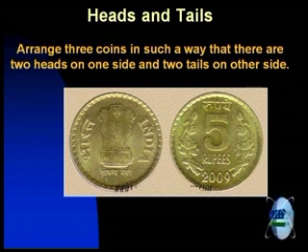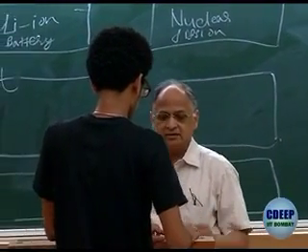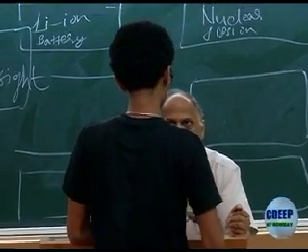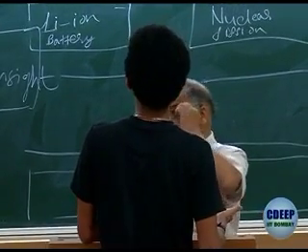Coins, you got that? Let us see. Yeah, you can come here and show it here, that's good. They had 3 coins, and the coins have heads and tails, so they have to put them in such a way that there are 2 heads on top and 2 tails below. Put it here so everybody can see it. How do you get that? So this is 2 heads, and 1 tail. No, we said there has to be 2 heads and 2 tails.